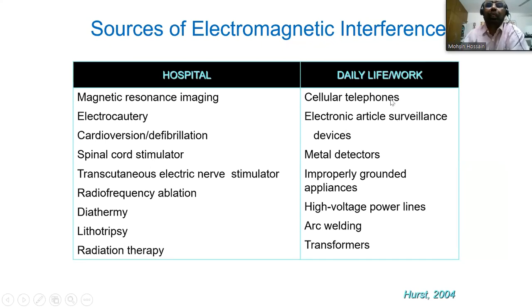And cellular phones are regular, but the newer devices do not interfere. The metal detectors, electronic article surveillance devices, high voltage power lines, and transformers are the common sources of electromagnetic interference that can inhibit the pacemaker.